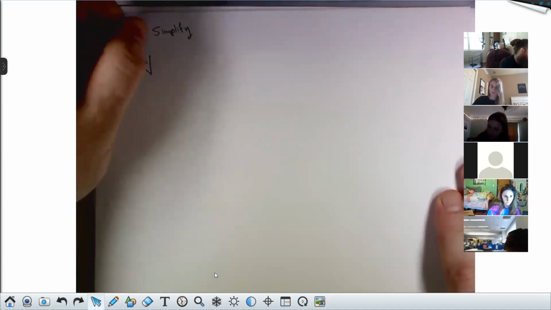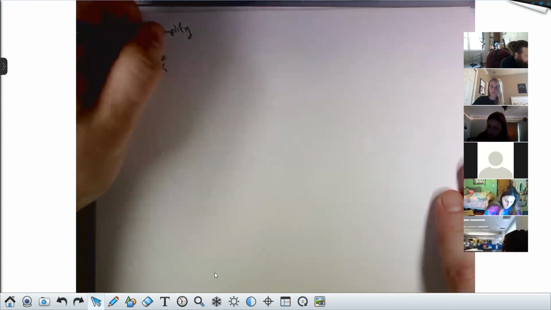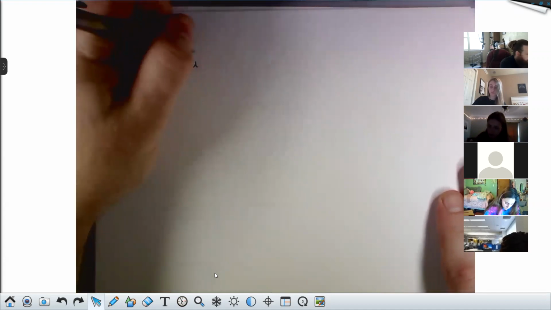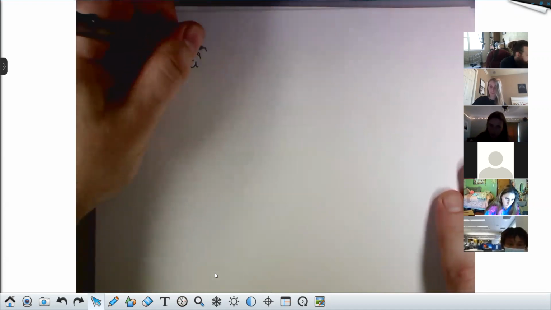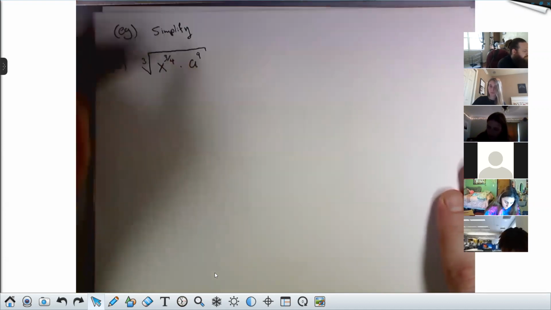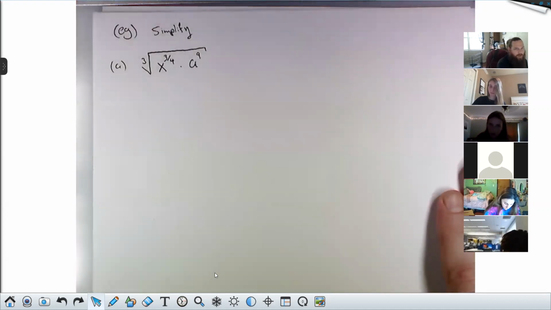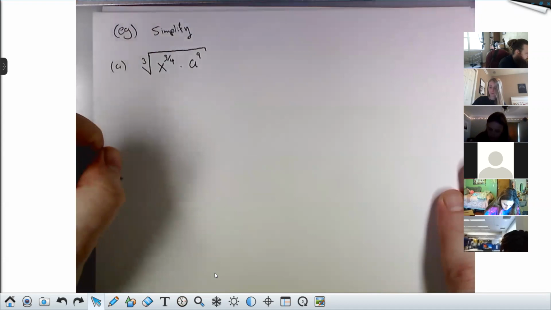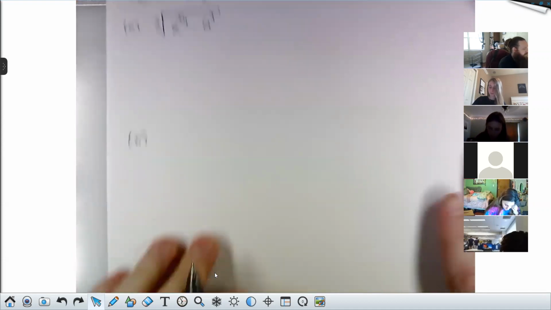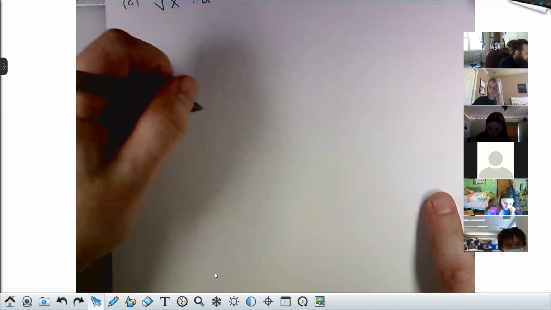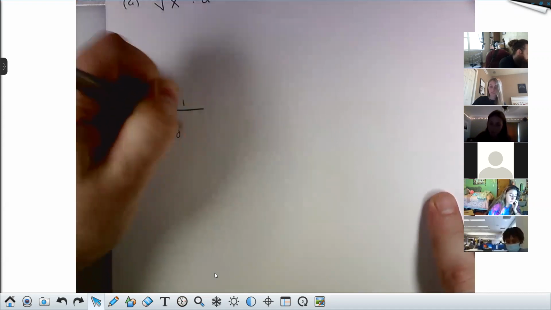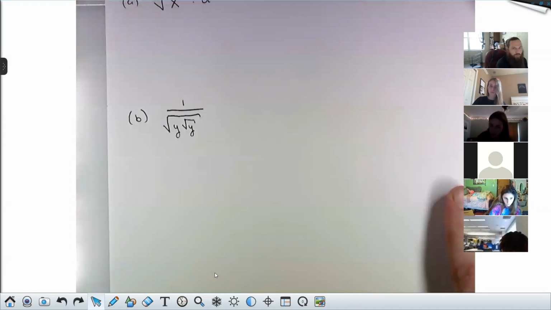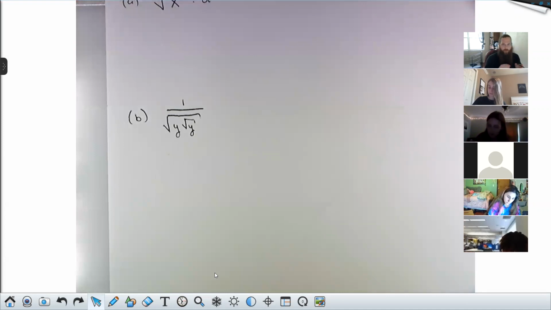Let's start with the cube root of x to the 3/4 times a to the 9. And you'll see with my radical symbols, I always like to put a little tail at the end so you know where it stops, because if you have other stuff over here, you want to be clear what's in there and what's not. Let's also see if we can simplify something like 1 over the square root of y times the square root of y. So one big square root with underneath it y times the little square root of y.